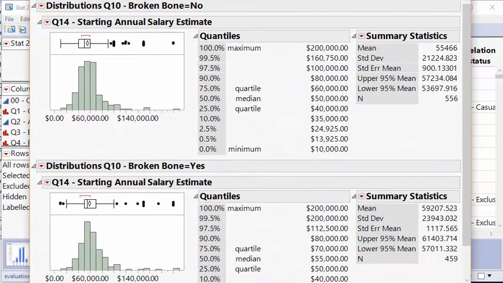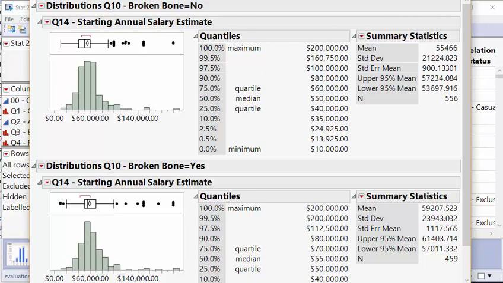So when we're looking right here, the 50th percentile for prospective salaries for students who have not broken a bone is $50,000. It's the 50th percentile. 50% of students expect to get more than this, 50% of students expect to get less than this. When we look at the mean, the average salary students report that they expect to get for students who have not broken a bone is $55,466. That is the average when we average them all together.